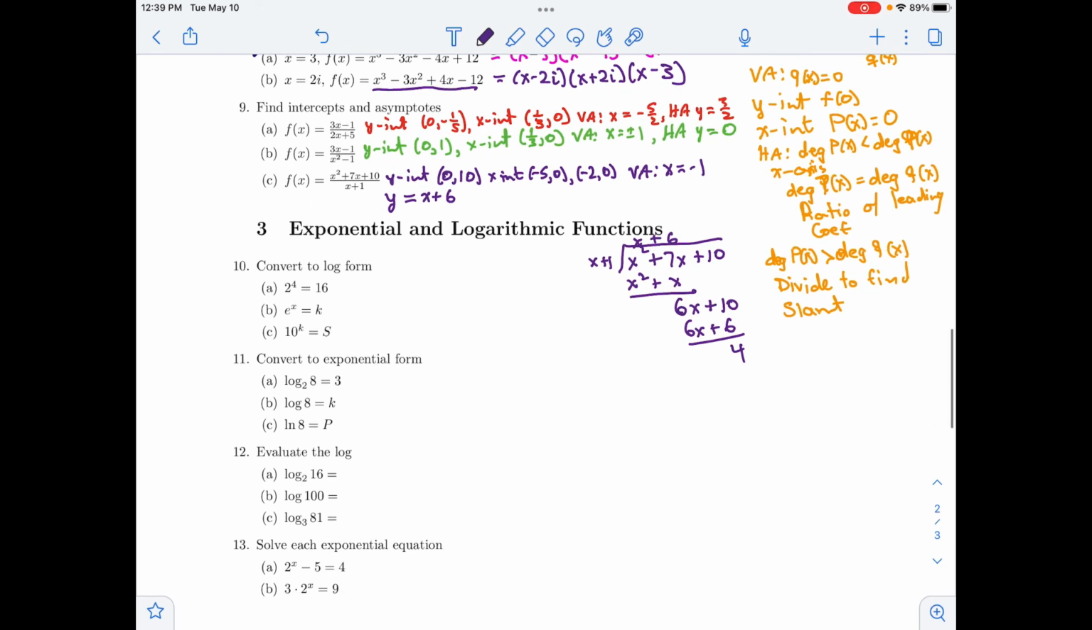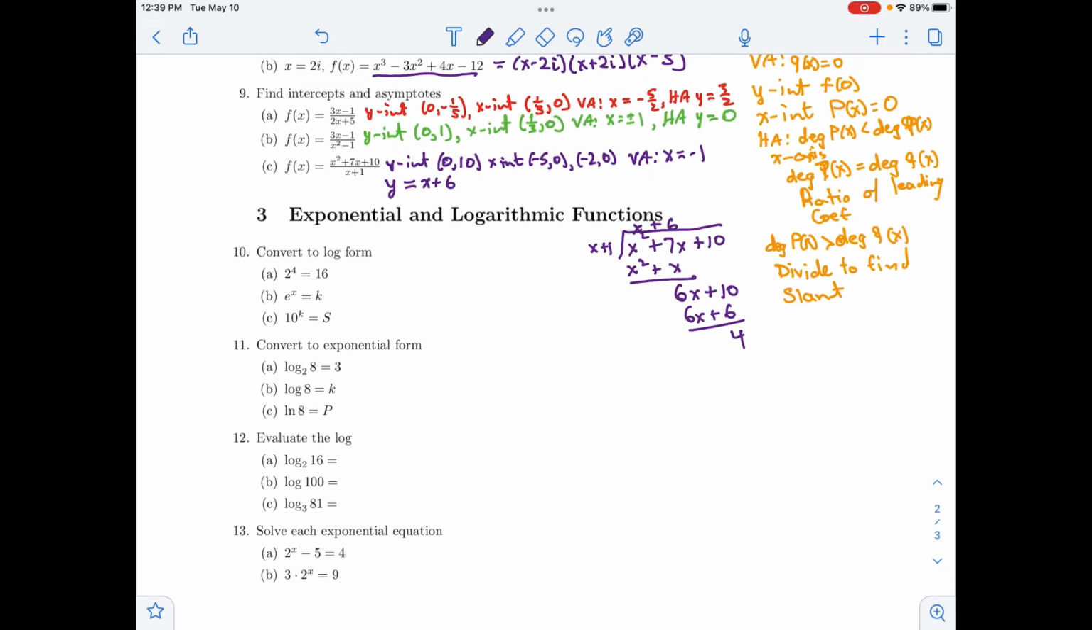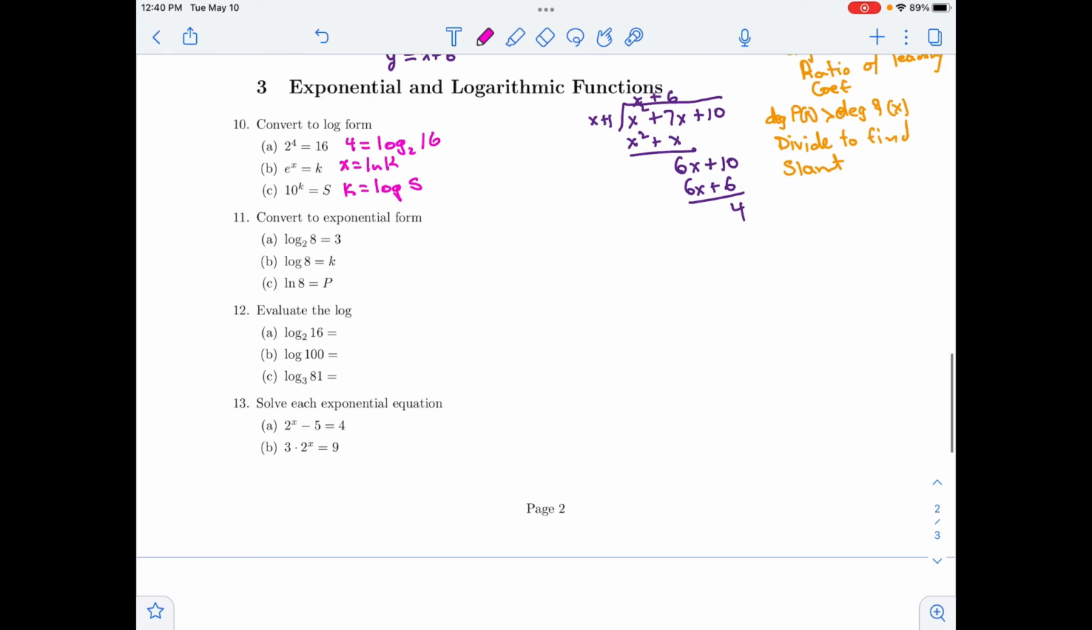Okay. Now let's move along to the exponentials and logarithmic functions. Now, first of all, we want to convert to log form. So remember, I said you can think of that as taking the base on the one side, the exponent, and when it crosses the equal sign, it becomes the base of a log for the other. So really, you're applying the inverse relationship to both sides. So this is going to be x equals natural log k. Over here, I've got k is equal to log base 10 of s.